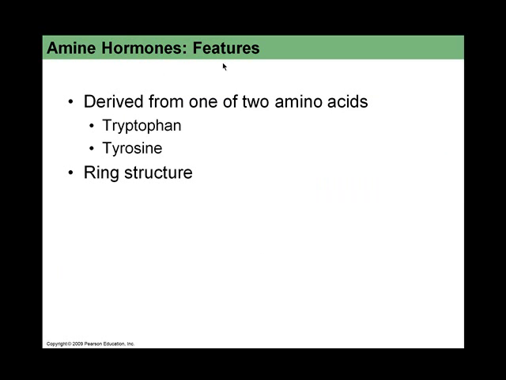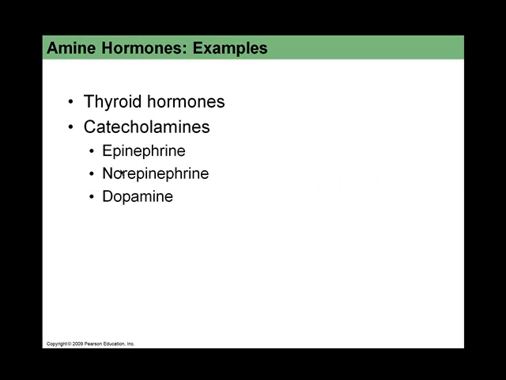The amine hormones then, we look at the features of those. So they're derived from one of two amino acids, tryptophan or tyrosine. So these have a ring structure, producing thyroid hormones or the catecholamines, epinephrine, norepinephrine. Dopamine is included in there. Actually, dopamine can be converted to norepinephrine, and then norepinephrine enzymatically can be converted to epinephrine.